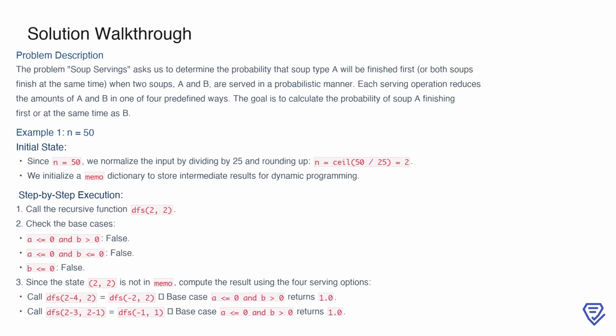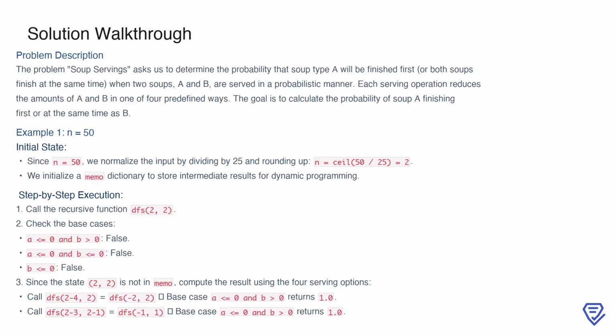For example, when n equals 50, we normalize it by dividing n by 25 and rounding up, which gives us n equals 2. This scaling step helps simplify the problem without altering the results. We then use a dynamic programming approach with a memoization dictionary to store intermediate results, allowing us to avoid redundant calculations. Starting with the state 2, 2, we recursively call a function, DFS, to explore all possible outcomes.